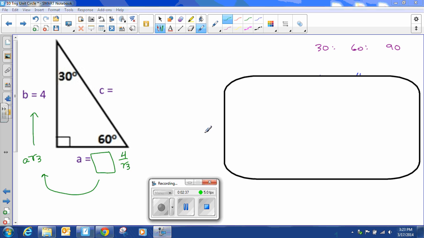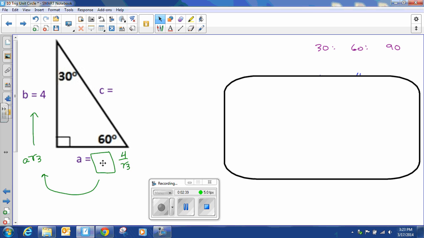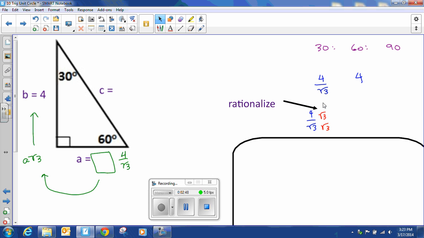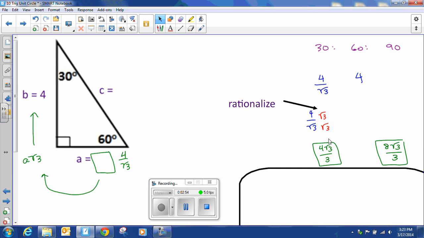Now if you remember, I didn't put this in the box yet because this is not in simplest radical form, because we have a radical in the denominator. So in order to rationalize the denominator, you have to multiply the radical times itself. And this results in 4 times radical 3 over 3. And then when you double this to get the hypotenuse, you end up with 8 radical 3 over 3.